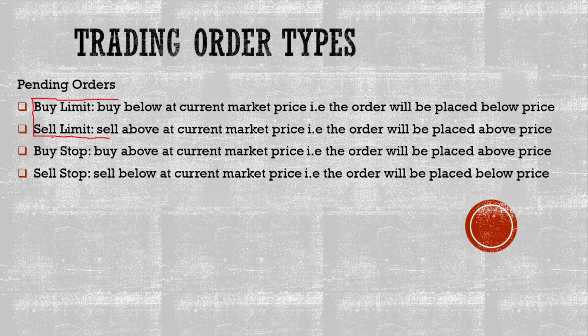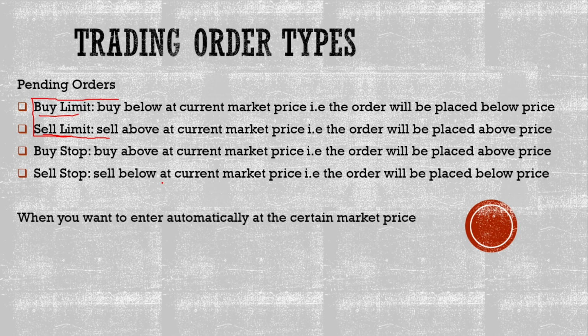Same thing but opposite for the sell setup, we shall be using sell limits. Because remember, in our sell setup, we wait for price to break the last higher low, then draw our trade bracket, then wait for price to pull back so that we sell in its intended direction. So we shall be using these two right here. As you can see right there, this is when you want to enter automatically at a certain market price.